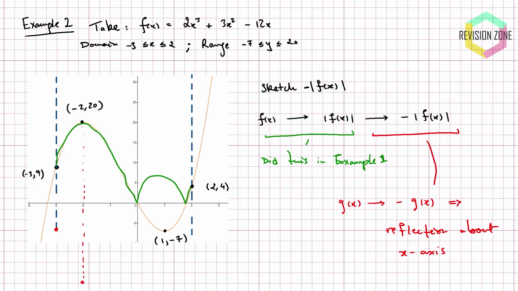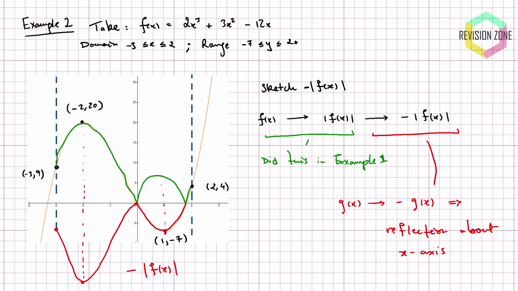So I'm going to have something like that. I'm then going to have that point there. And of course, this point here is going to come back to sort of, maybe let me do that. It's going to come back to there. So I'm going to have something that actually looks like something like that. And this thing in red is now the graph of negative of the modulus of f of x, right?